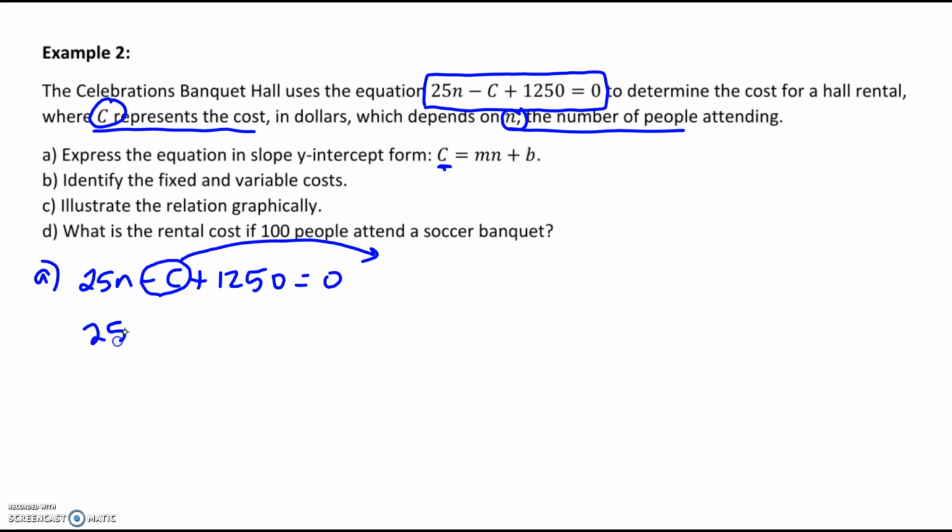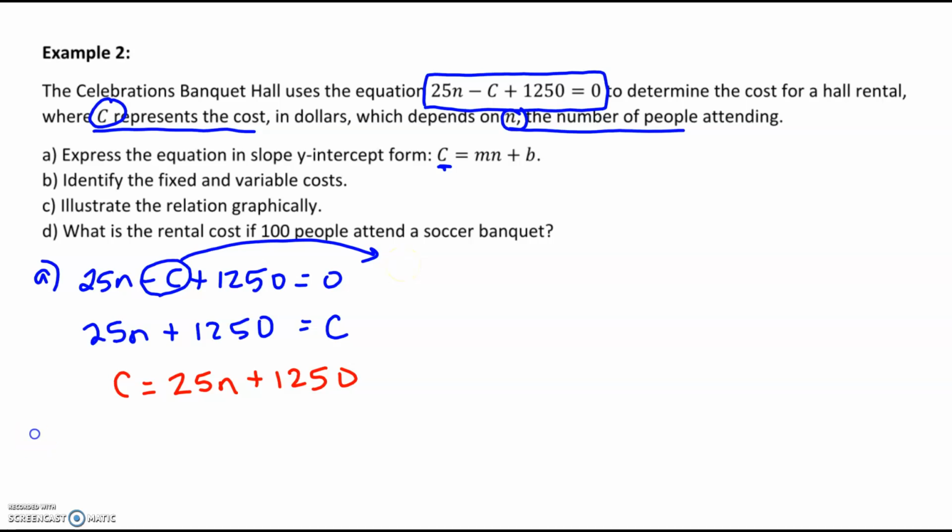So 25n stays where it's at, 1250 stays where it's at. I'm going to add c to both sides, or bring it over, it becomes a positive c, and there I have my equation. I just have to reverse it now. So that's another option. If you notice that the c, or your y value, is negative, with a 1 in front, you can just bring it over, and you got it done.